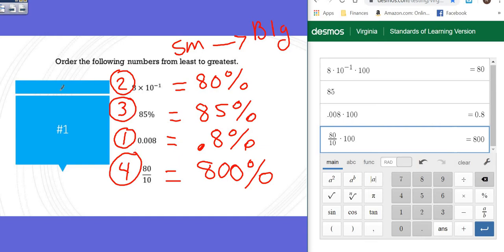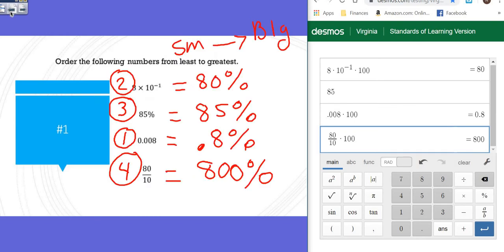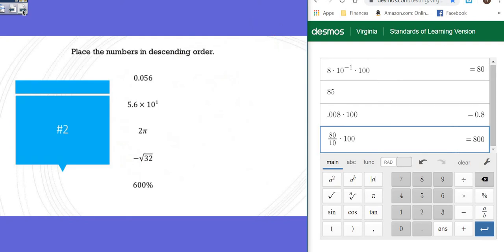The most important thing on these problems is to write everything out and be neat about it. That way you don't lose track of where you are. So let's go on to the next one. It says place the numbers in descending order. That means we're starting at big and we're getting small. Okay, we're going down in descending order.